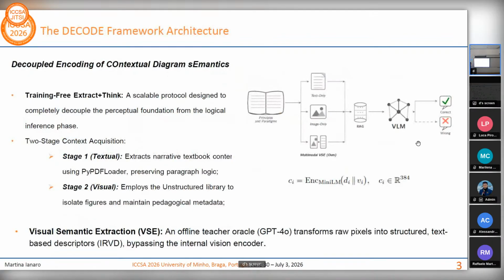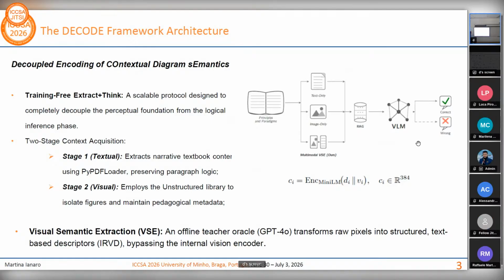So we propose this framework, the code, which is a training-free implementation of the extract-plus-think paradigm from the cited paper mentioned before. In this framework, we start by extracting the data from the textbook, named Principles and Paradigms. We extract the data in two stages. The first stage is the textual one, where we extract all the narrative text using the PyPDF loader library. In the second stage, we also extract the images using a structured library.